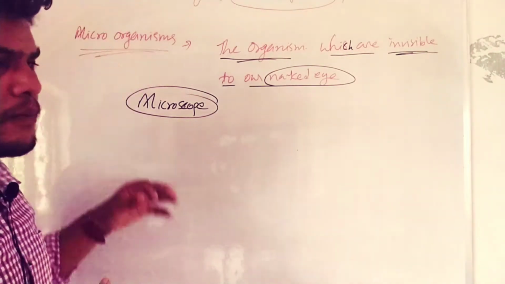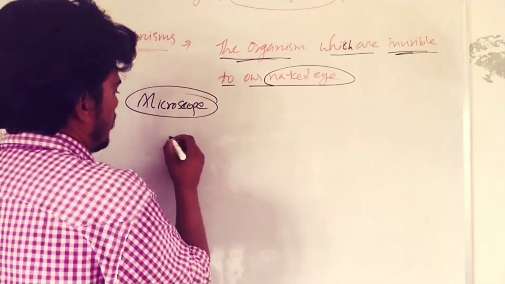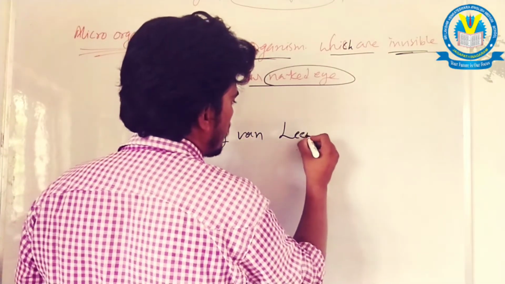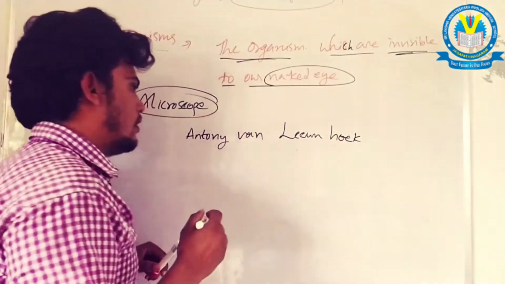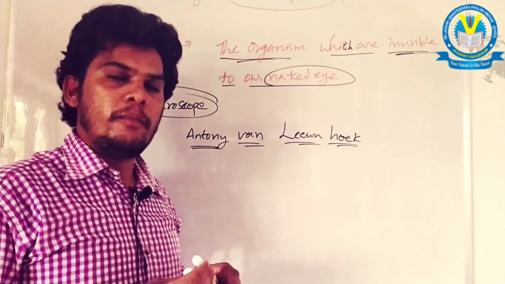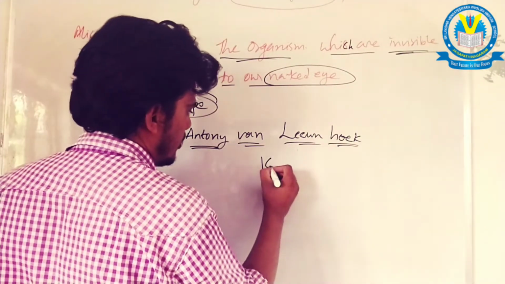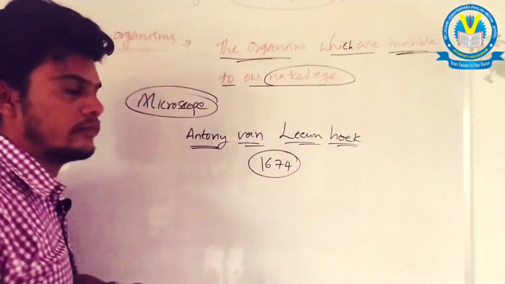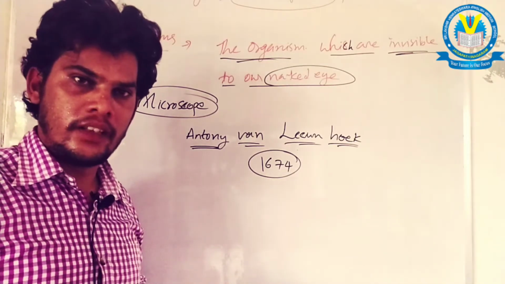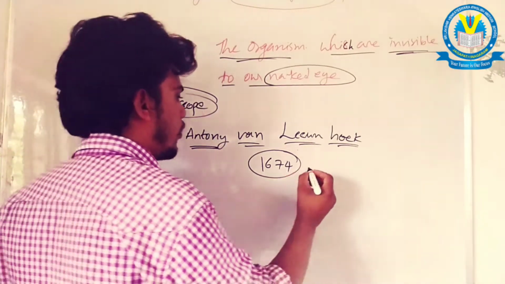The microorganisms were first introduced by the scientist Antony Van Leeuwenhoek. The scientist Antony Van Leeuwenhoek found microorganisms for the first time in history in the year 1674. He is the first person to observe microorganisms. He observed microorganisms for the first time by observing a pond water drop.